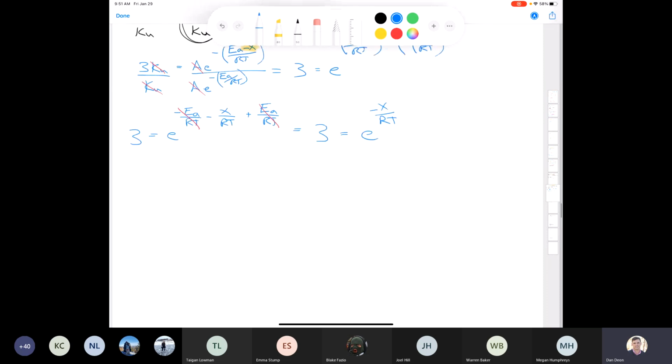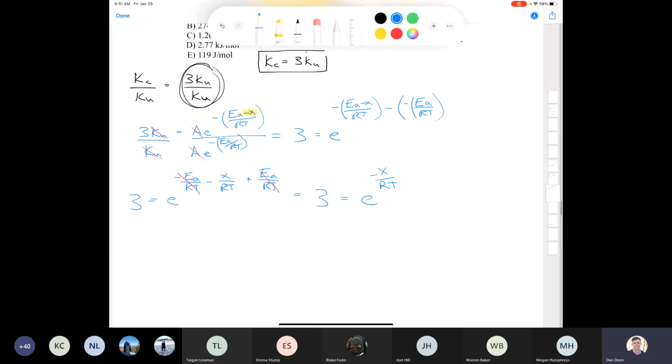Now all I have to do is solve for the X. Did I put negative X when I meant to put positive X? Oh, shoot. This should have been a positive X, right? A negative times a negative gives you a positive. My mistake. Anyhow, there we go. So we have a positive X over RT. How am I going to solve that for X?